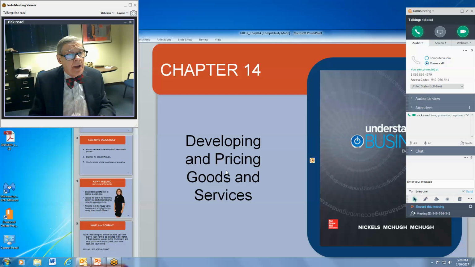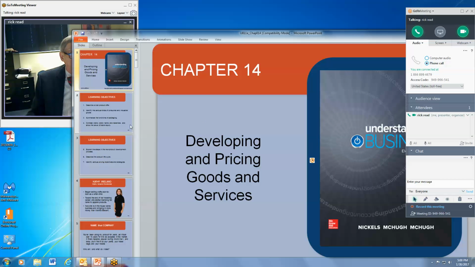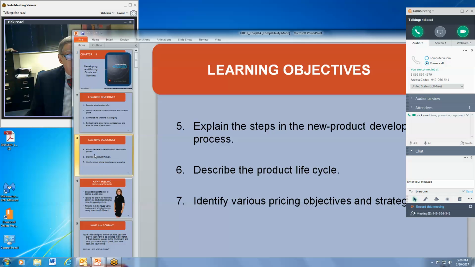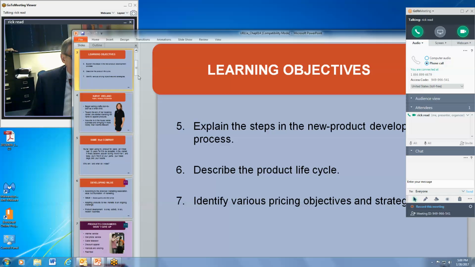All right, 5 o'clock, we're back. We're going to talk now about Chapter 14, Developing and Pricing Goods and Services. Now let's look at the learning objectives for this chapter. We're going to describe the total product offer, identify the various kinds of consumer and industrial goods, summarize the functions of packaging, and then contrast brand name and trademark, and show the value of brand equity. Explain the steps in the new product development process, look at the product life cycle, and then identify various pricing objectives and strategies.